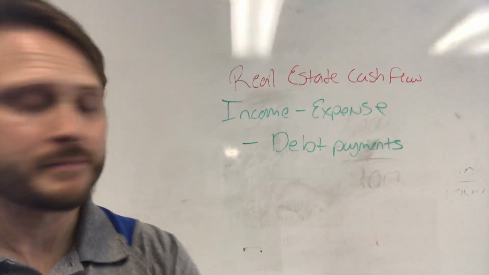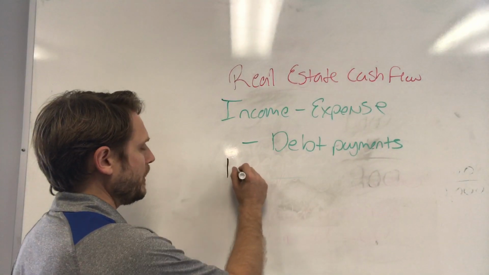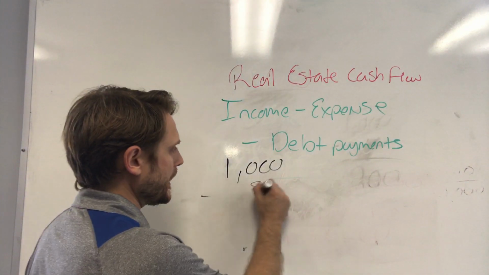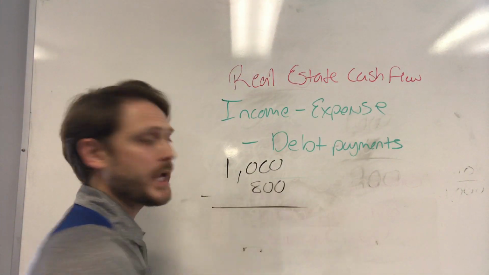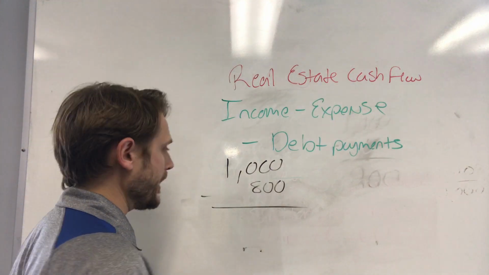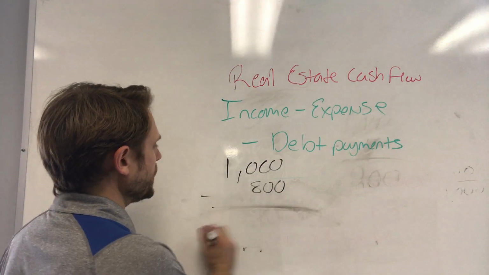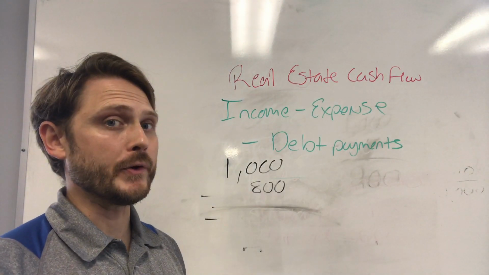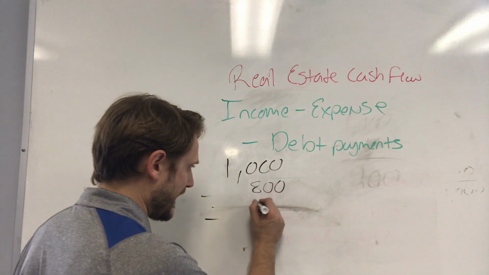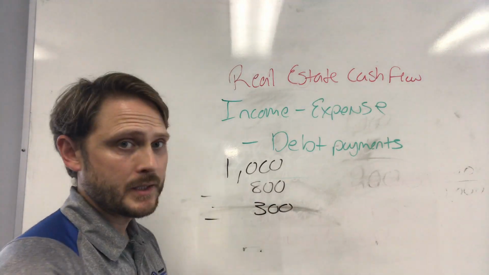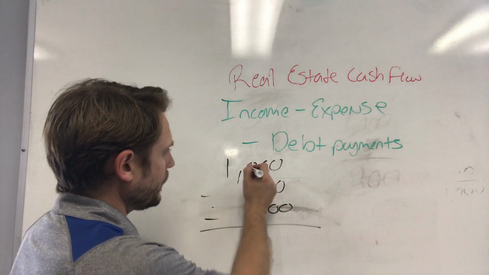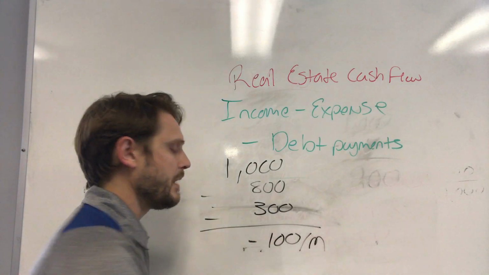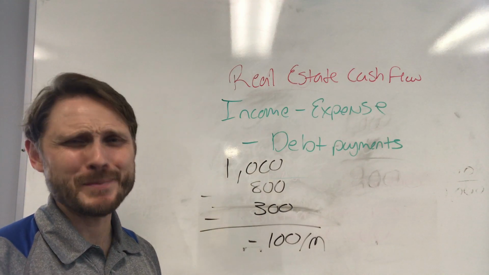Example, of course. Let's say you had that same house, $1,000 a month. Let's say you had the $800 in expenses for that property, insurance, maintenance, all that good stuff calculated in. But then we're also going to minus out the $300 payment you have on the debt every month. So let's take a look at this deal. 1,000 minus 800 minus 300 gives us negative $100 a month of cash flow. Is that a good deal? No, that's a garbage deal, all right?